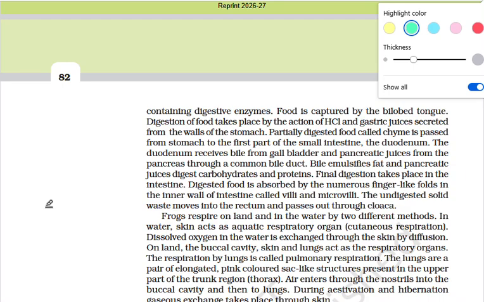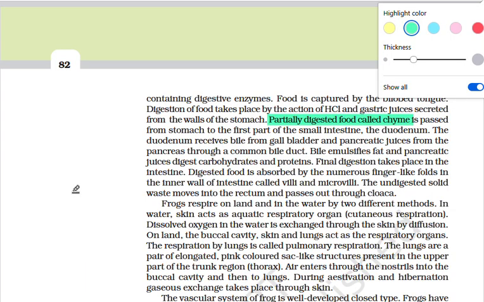Food is captured by the bilobed tongue. Digestion of food takes place by the action of HCl and gastric juices secreted from the walls of the stomach. Partially digested food is called chyme, and is passed from the stomach to the first part of the small intestine, the duodenum. The duodenum receives bile from the gallbladder and pancreatic juice from the pancreas through a common bile duct.